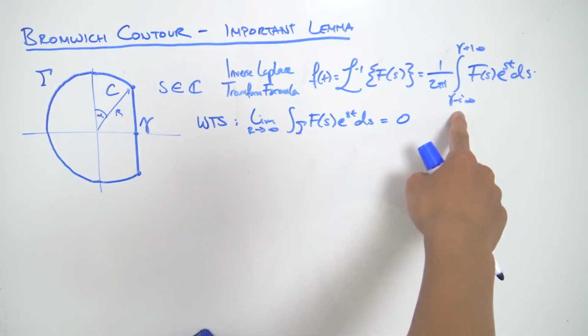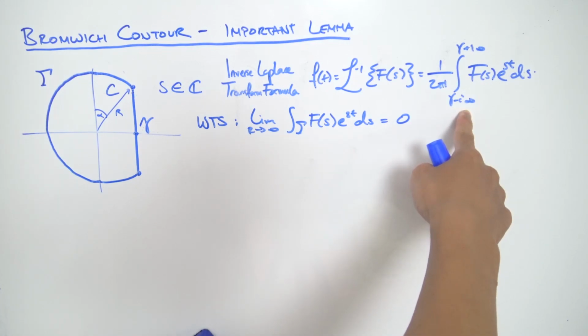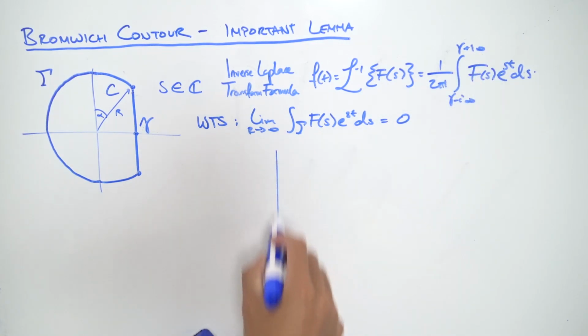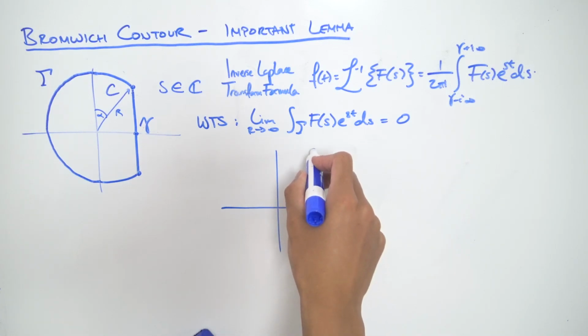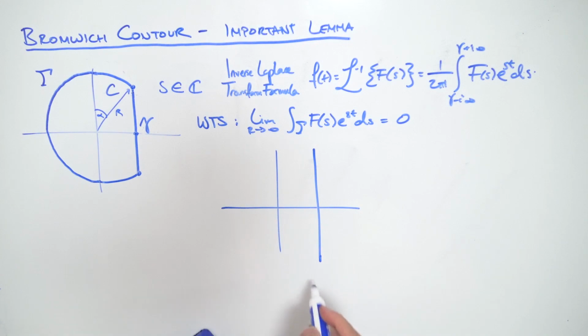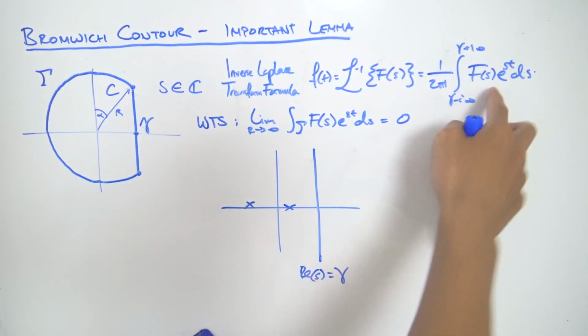Well, if you take a look at this interval that we're integrating across, we're going from gamma minus i infinity to gamma plus i infinity. So in the complex plane, all this is just a vertical line like so, with the real part of our variable s equal to gamma. And gamma, we want it to be big enough such that everything to the left is able to enclose all the poles of our function over here.